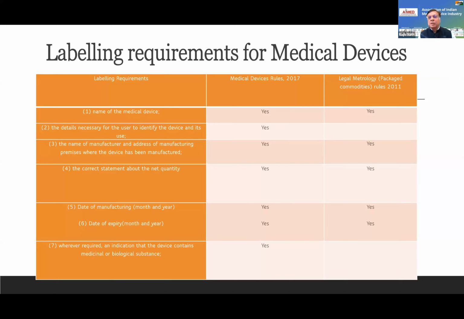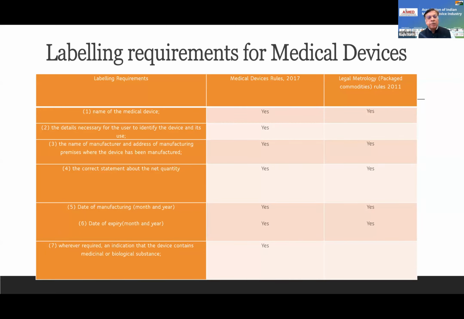Date of manufacturing by month and year, and the date of expiry, month and year. Many countries may not ask for date of manufacturing, but in India we ask for it because sometimes you have a very limited shelf life, and many buyers, especially institutional buyers, would like the product to have at least two-thirds of the shelf life when they buy it. By the manufacturing date, they come to know how much residual shelf life there is. In case shelf life is very short, they may want to negotiate a discount.